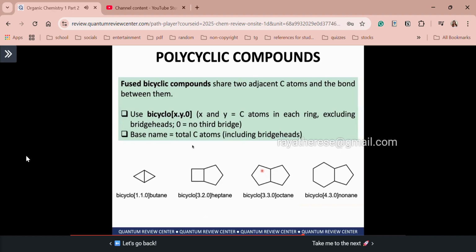For our left ring, 1, 2, 3. So that corresponds to the 3 inside the bracket. And for our right ring, 1, 2, 3. So that's why the name of this compound is bicyclo[3.3.0]octane. Class, I hope it's clear. Again, I will leave the last compound as an example for your own test of knowledge.